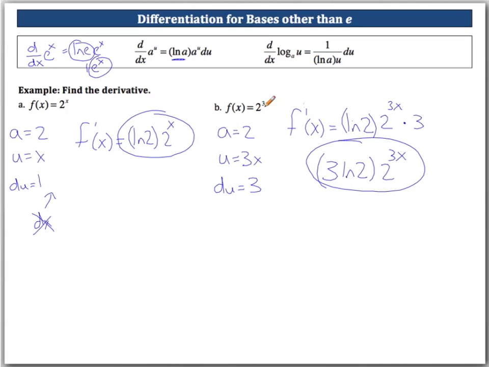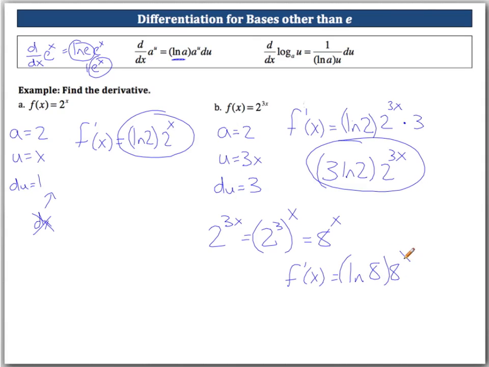Now this one kind of has an interesting side note. If we had used one of the properties, we could have changed 2 to the 3x into 2 to the third raised to the x power. And if we had done that, then we would have gotten 2 to the third is 8, and this would have been 8 to the x. And in this case, f prime of x would have been natural log of 8 times 8 to the x.